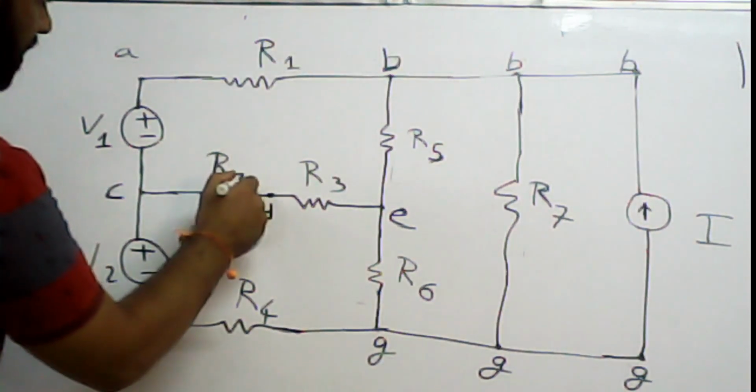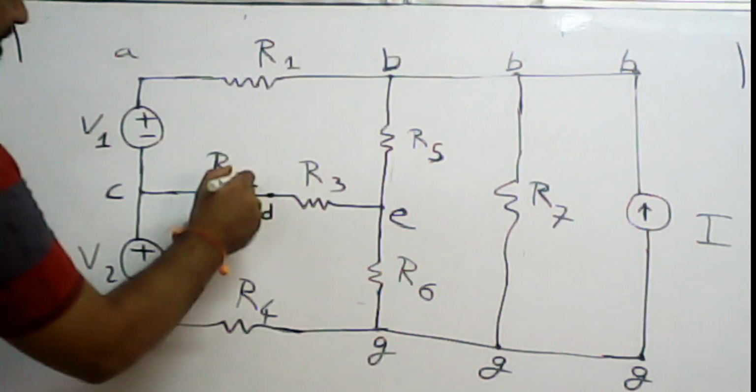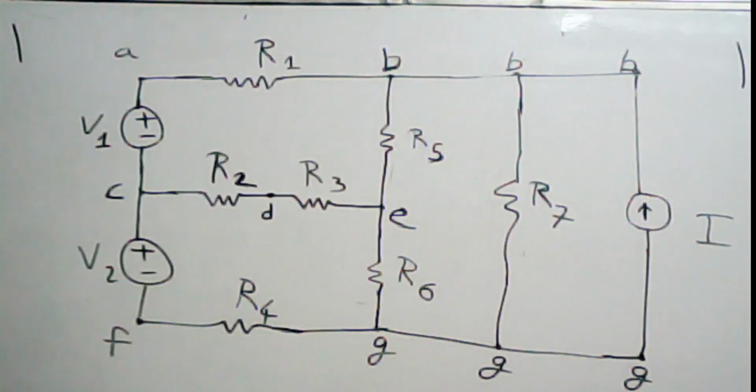Now comes what a node basically is. A node is any point in the network where two or more elements join. Any point in the network where two or more circuit elements join. Circuit elements can be a resistor, capacitor, inductor, voltage source, current source, or any such electrical element, which will be called a circuit element.